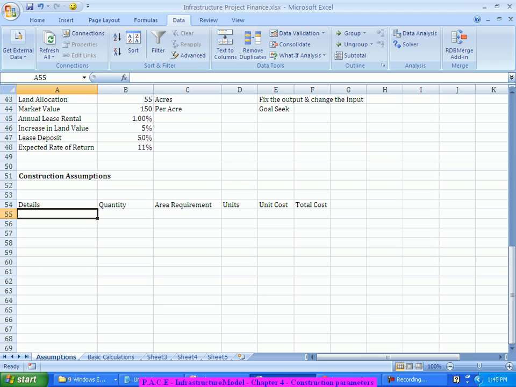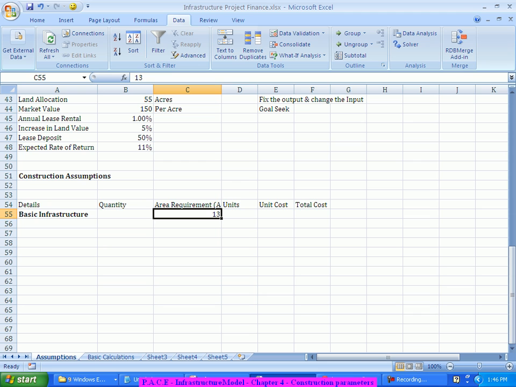So we are talking about the basic infrastructure, which can be developed in 13 acres. So I'll simply put basic infrastructure. This is just the data entry part. So area requirement is 13 acres. So here we'll put area requirement. Probably we'll directly call it as acres or something.